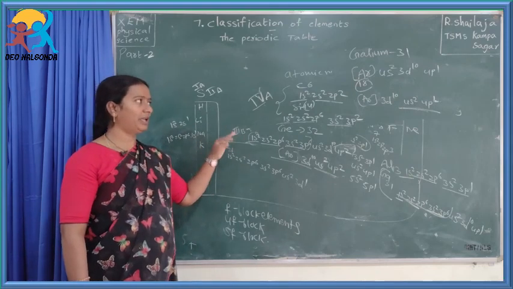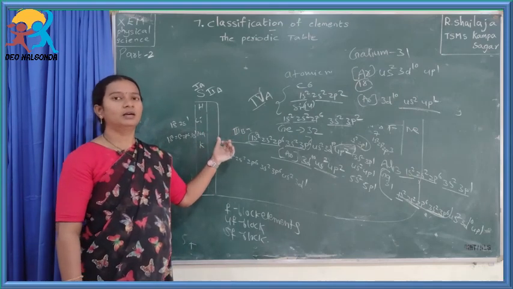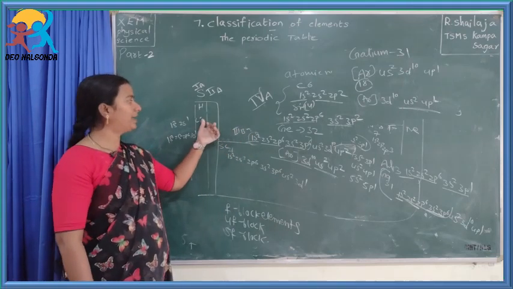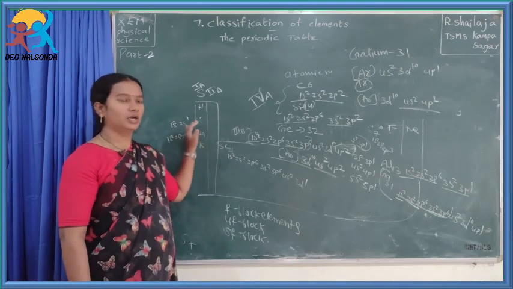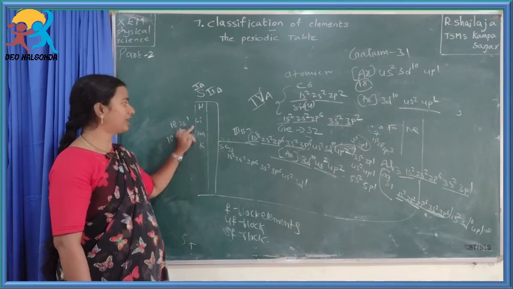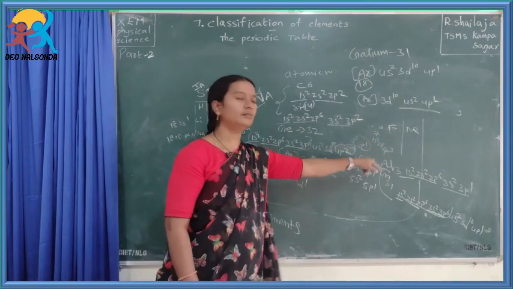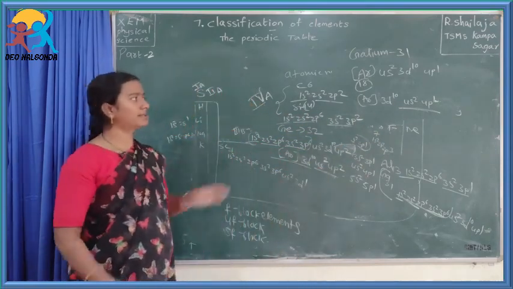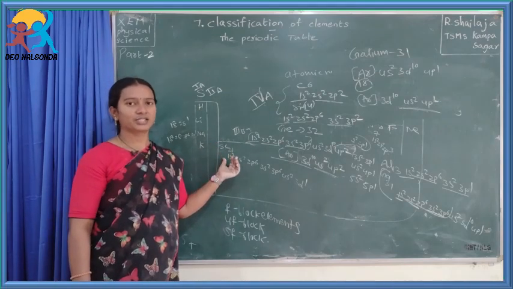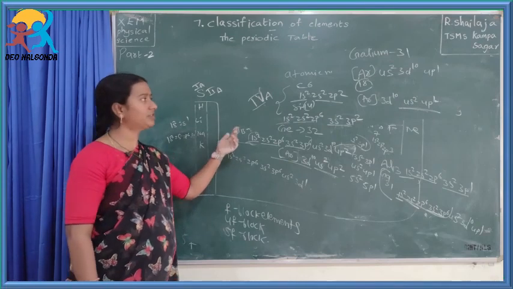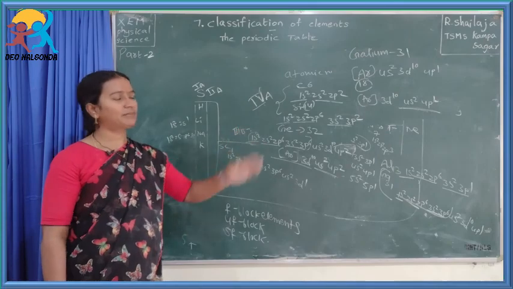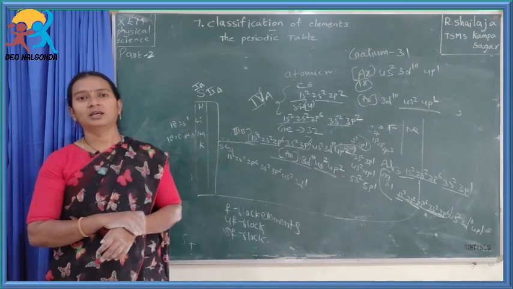If any element is given, the position of the element is known by periods and groups. A period starts with alkali metals and ends with inert gases, and the group number we know by the valency and electronic configuration. If we are perfect in electronic configuration, we can easily say the group number. Electronic configuration, by using the Moeller diagram, we have to practice. Okay, thank you.